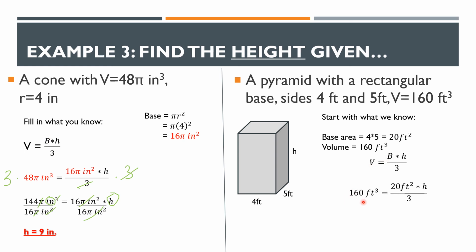So if my volume is 160 feet cubed and the area of my base is 20 feet squared, then again, I'm going to have to multiply both sides by 3 to kind of get rid of the 3 over here. So multiply by 3. I promise that's a multiplication sign. And then after that, 160 times 3. I just feel like I need to change that. Okay, use your imagination, everyone. That's a multiplication sign. So 3 times 160 gives me 480 feet cubed. And then over here, I still have 20 feet squared times h. So divide both sides by 20 feet squared, and we get 24 feet for the height of the pyramid.